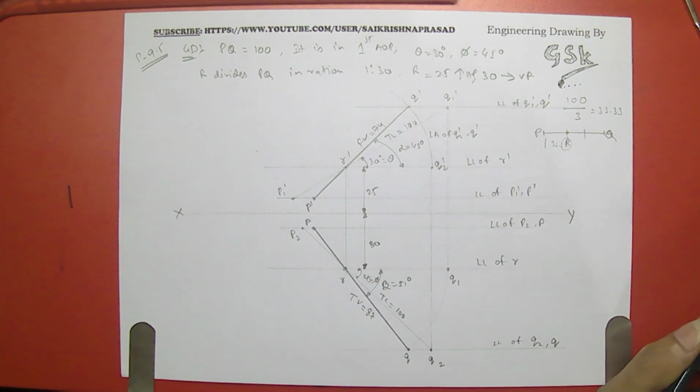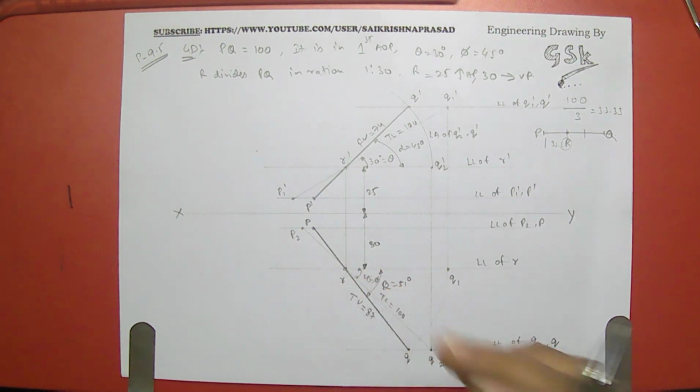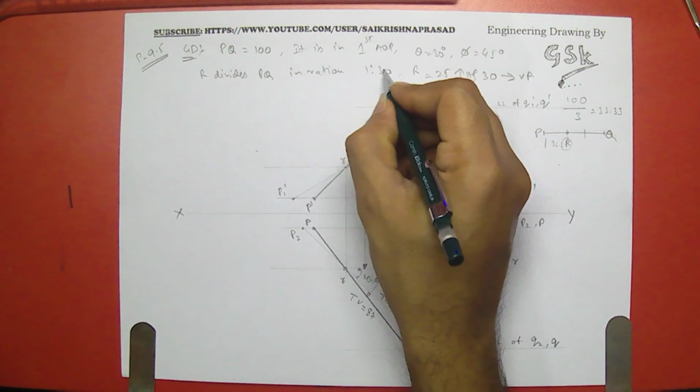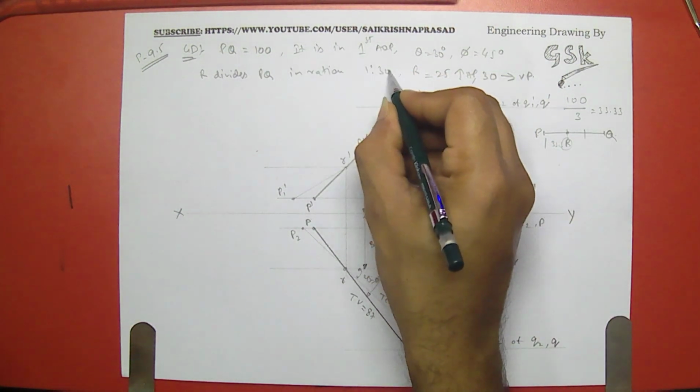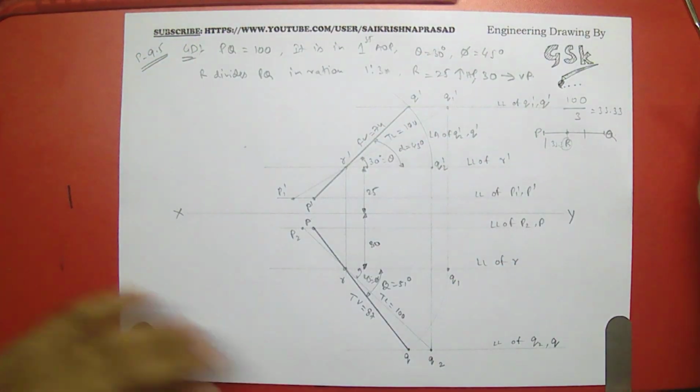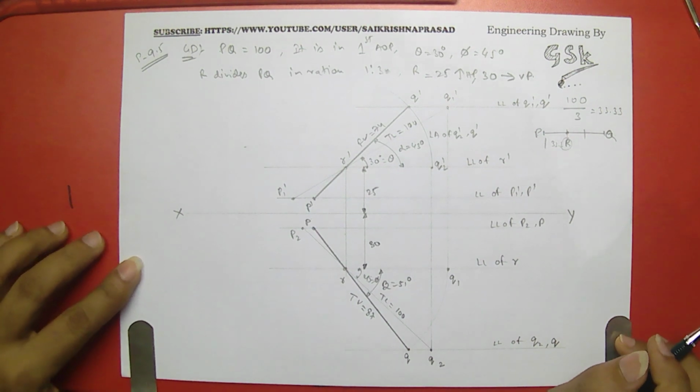Okay, I hope everyone understands how to draw the question when these type of data is given. This is 1:3, it's not 1:30. Okay. I think you got the question.